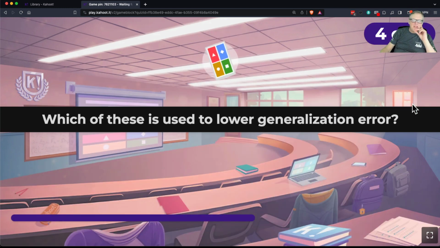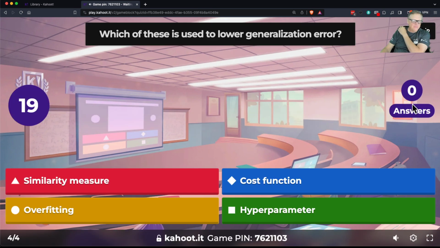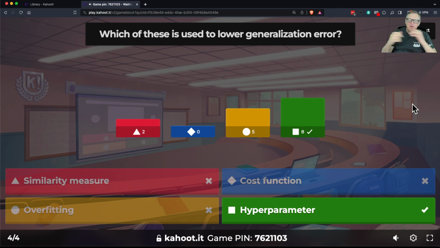All right, and which one of these will lower generalization error? Hyperparameters are essentially smoothing parameters that limit how the model is going to fit the training data, in ways that are more likely to generalize to the test data.